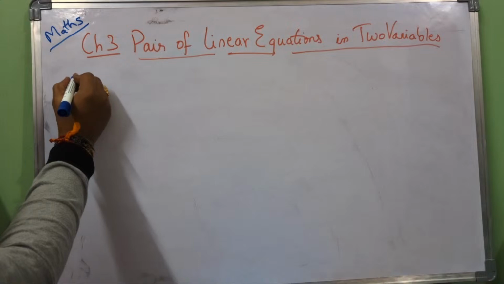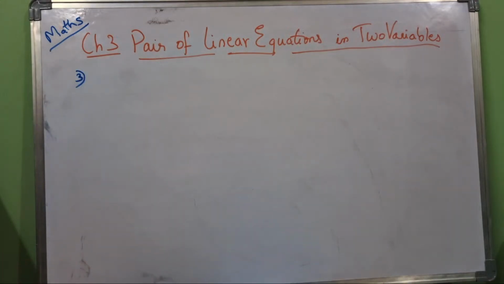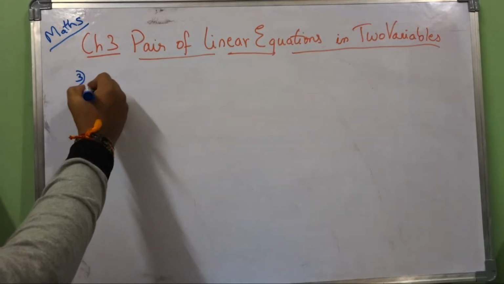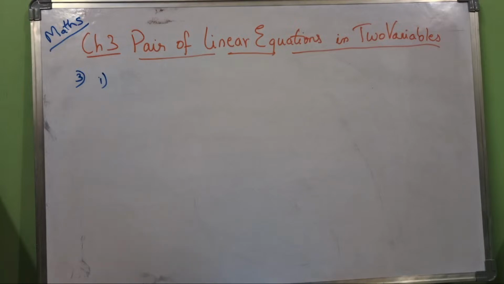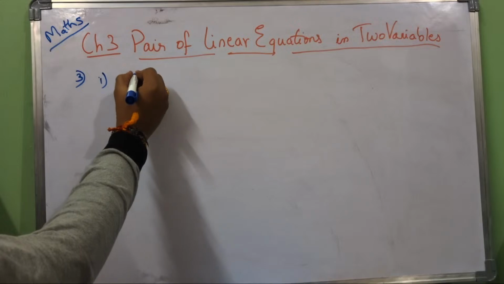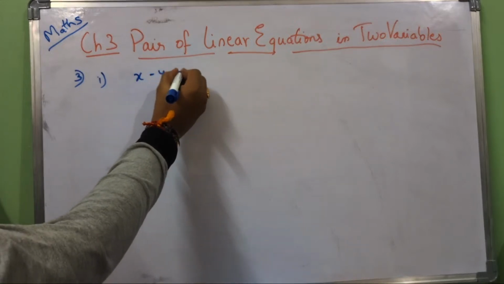The third one: form the pair of linear equations for the following problems and find the solution by substitution method. Okay, fine. Let's take the first one. The difference between 2 numbers is 26. So let's take two numbers x and y. So x minus y equal to 26.